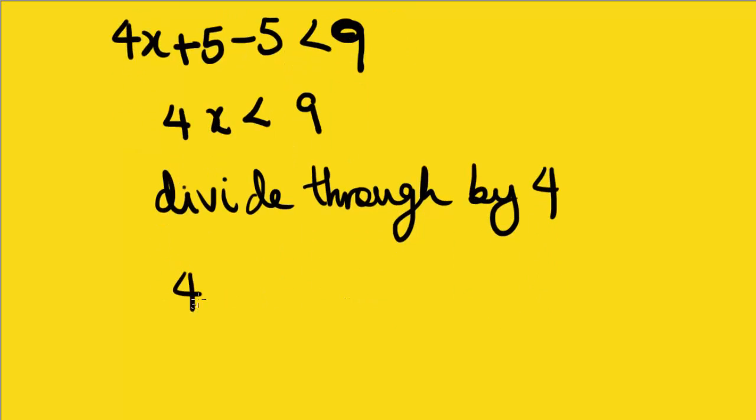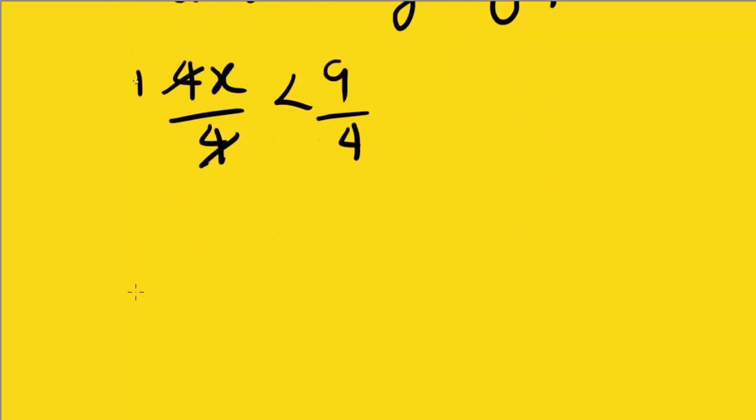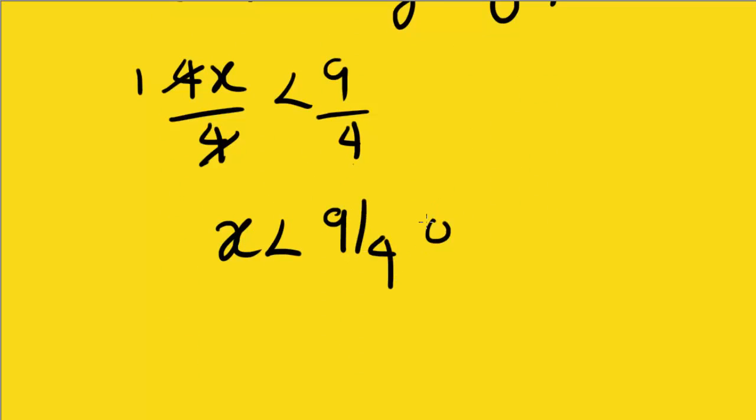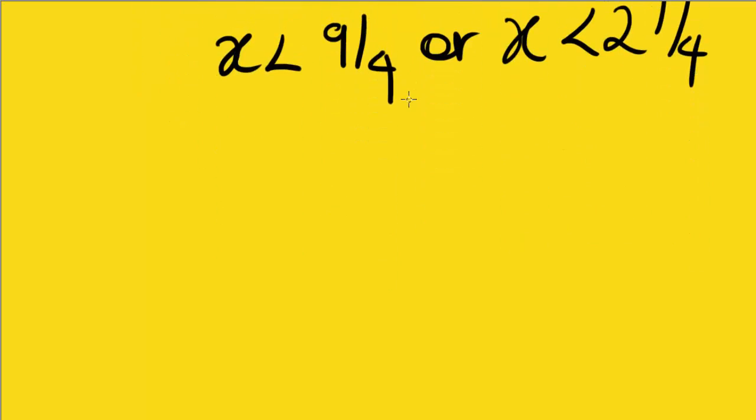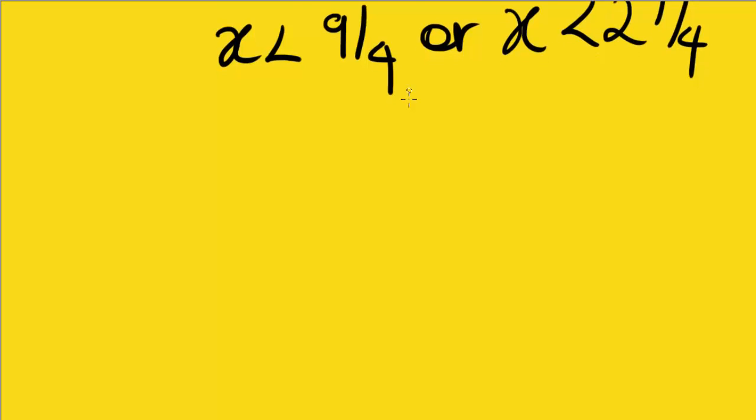And I get 4x over 4 less than 9 over 4, 4 over 4 is 1. So x is less than 9 over 4, which if you write as a mixed fraction, you get x is less than 2 and 1 over 4. So just a note on inequalities and what happens. That's your solution. The problem is solved. But I just want to touch on inequalities and an important point.